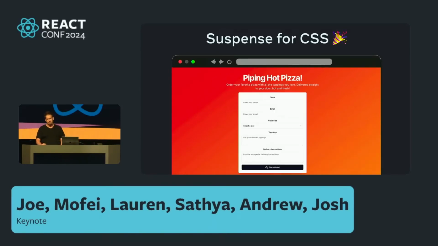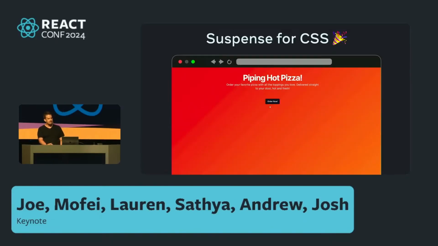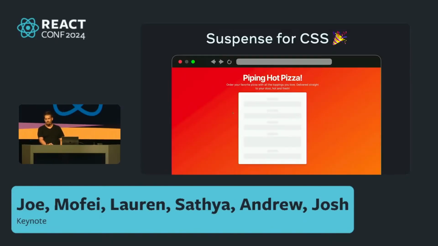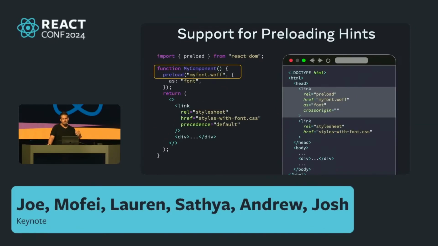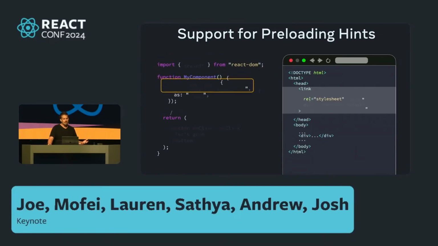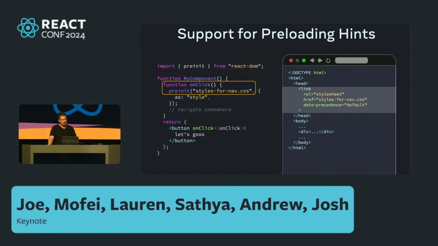Suspense for CSS works across server components, streaming server rendering, and the client, so you can confidently render your style sheets inside the components that depend on them. React 19 also adds support for hoisting and deduplicating async scripts, another HTML feature that has historically been hard to compose within components. And it also has support for preloads and other kinds of browser hints, with new APIs that can be used both during render and during user events like hover and click.